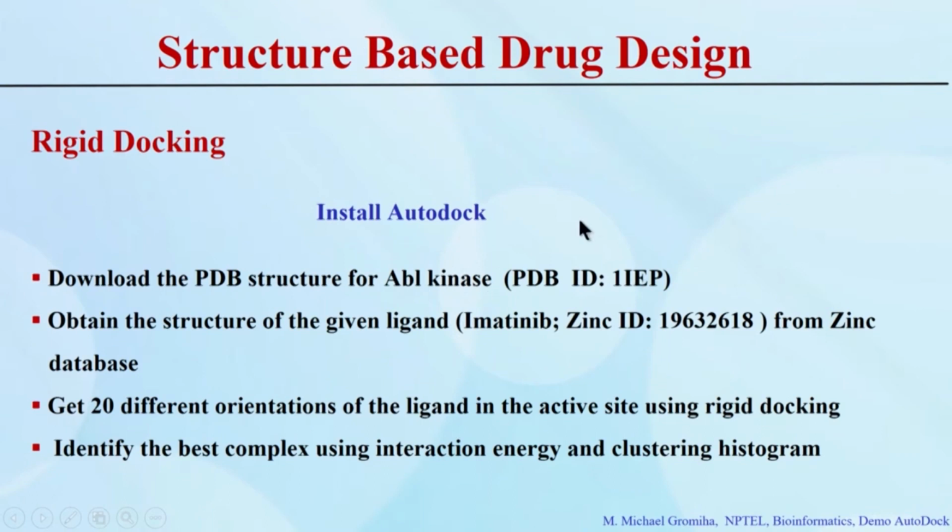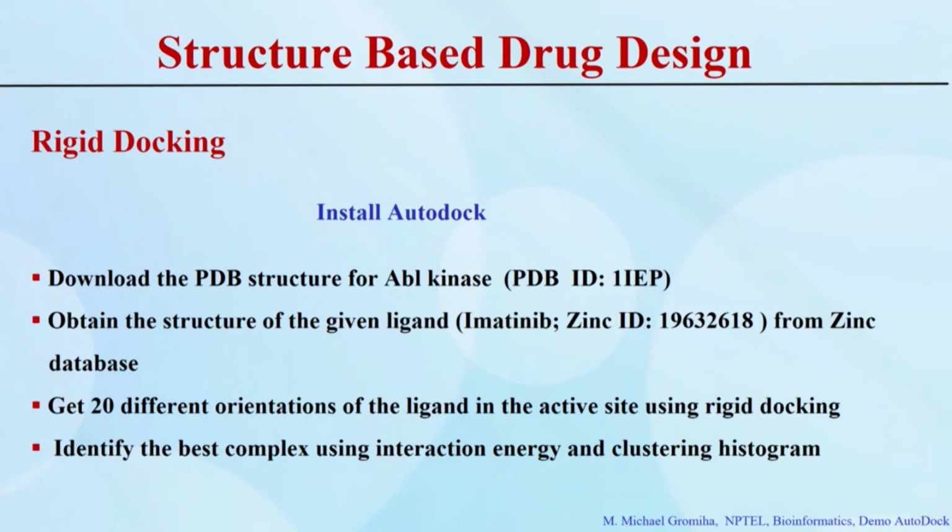You can go to the Autodock website and follow the procedures to install Autodock, and here we require a protein as well as a ligand. In the example we use the protein ABL kinase and the ligand imatinib. We will get the PDB structure of this ABL kinase from the Protein Data Bank. Here the ID is 1IEP, and the ligand information from any of the small molecule databases like the Zinc database or PubChem and so on.